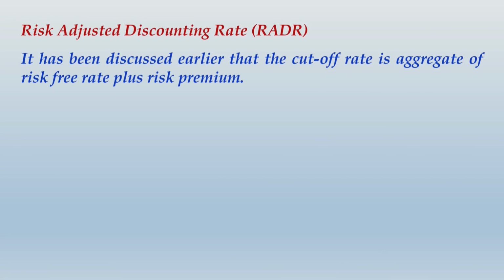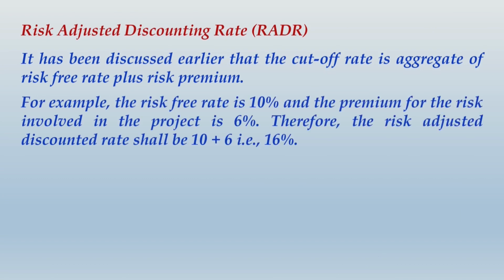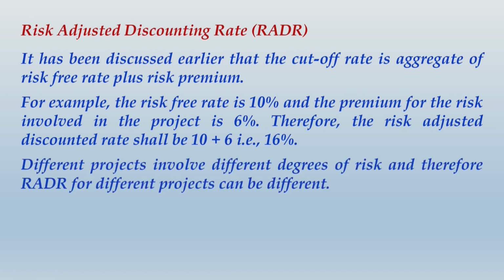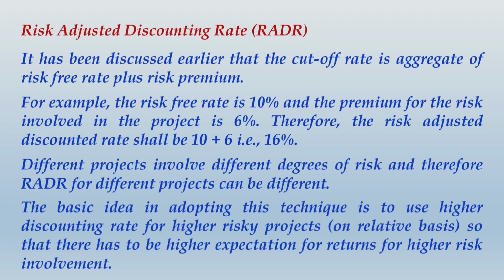It has been discussed earlier that the cutoff rate is the aggregate of the risk-free rate plus the risk premium. For example, the risk-free rate is 10% and the premium for the risk involved in the project is 6%. Therefore, the risk adjusted discount rate shall be 10 plus 6, that is 16%. Different projects involve different degrees of risk, and therefore RADR for different projects can be different. The basic idea in adopting this technique is to use a higher discounting rate for higher risky projects on a relative basis, so that there has to be a higher expectation for returns for high risk involvement in any project.